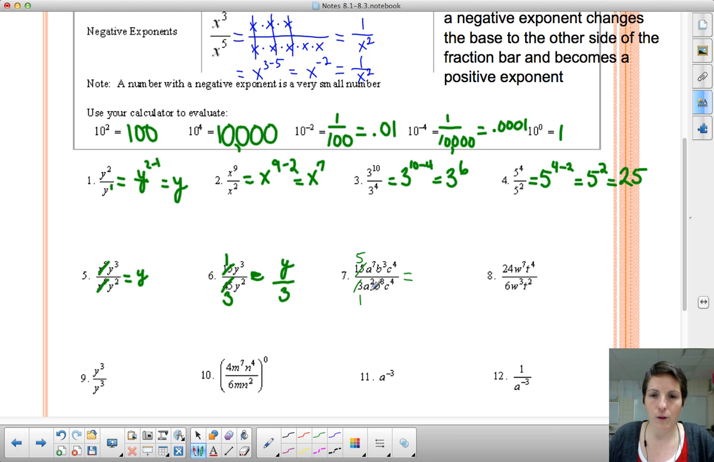a to the 7th over a squared. We would keep our base of a and subtract our exponents. So a to the 7 minus 2, that's top heavy, so we're going to end up with canceling out these guys, and we'll end up with a to the 5th in the numerator.